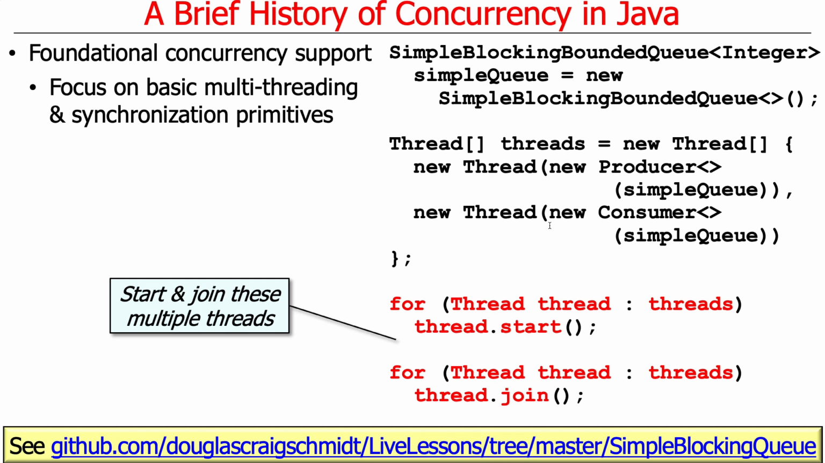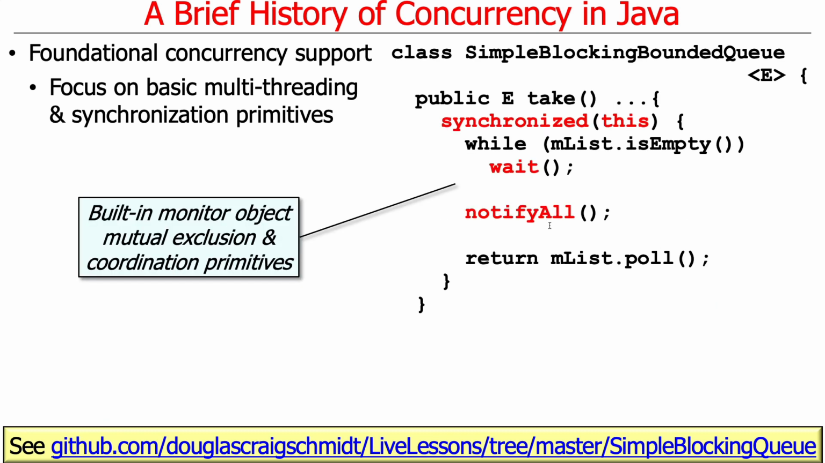After they start, we wait for both threads to finish. The join operation here is a very simple barrier synchronizer that waits for all the threads to complete. So we start the threads and then we join the threads. That's a very simple example of threading.